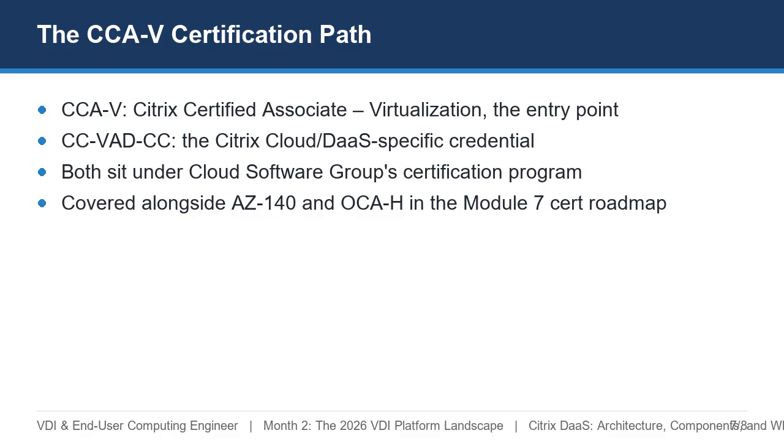Cloud Software Group's associate-level credential is CCAV, the standard entry point for Citrix administrators, with CCAV validating skills specific to the Citrix Cloud DaaS deployment model we just covered. Module 7's capstone lesson places both of these alongside AZ-140 and Omnissa's OCAH in a complete multi-platform certification roadmap.